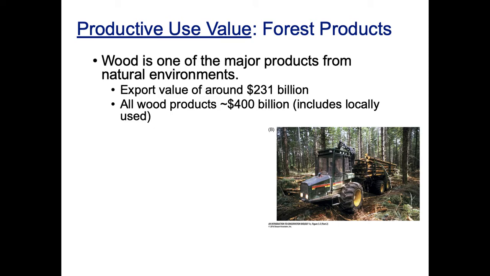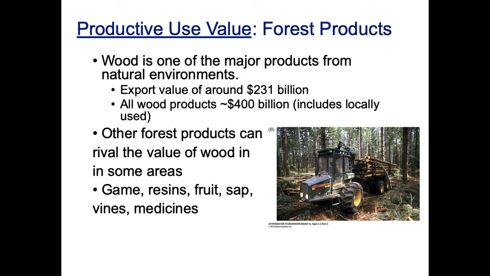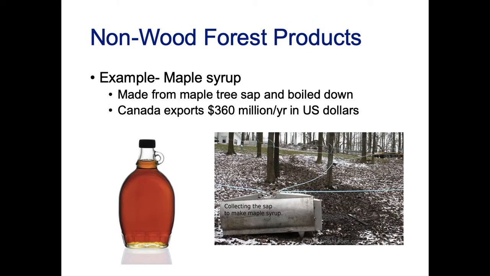And if you include all wood products, including the ones locally used, it's about $400 billion. There's lots of other forest products that can rival the value of wood in some areas. Might include game, resins, fruit, sap, vines, medicines. Probably the best example in the United States is maple syrup.